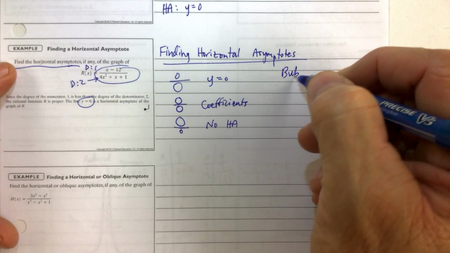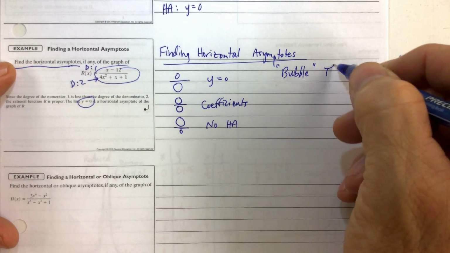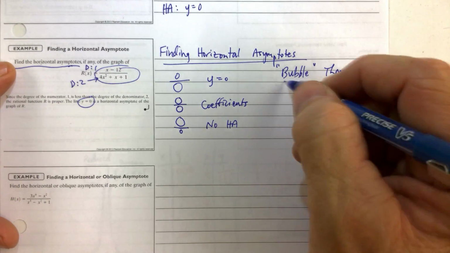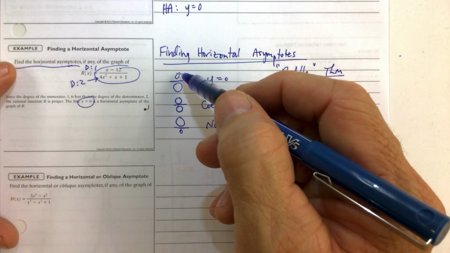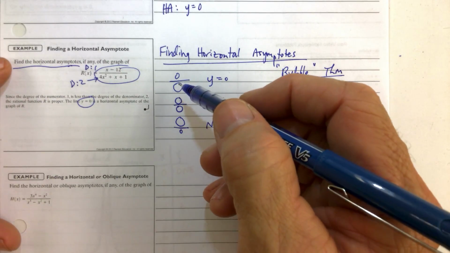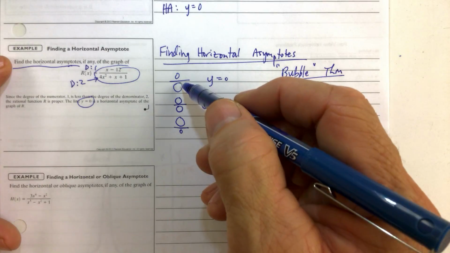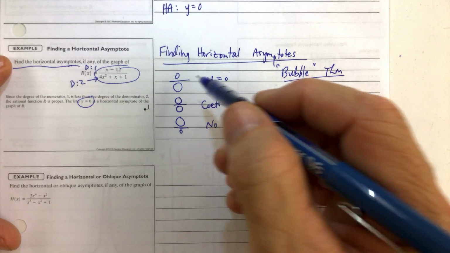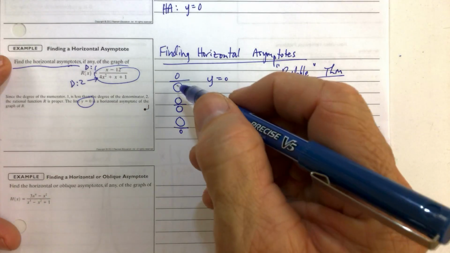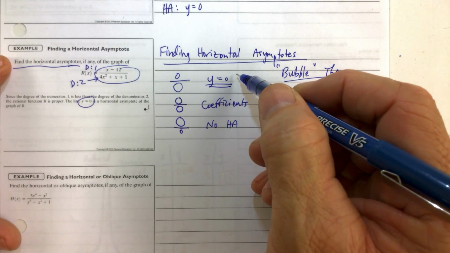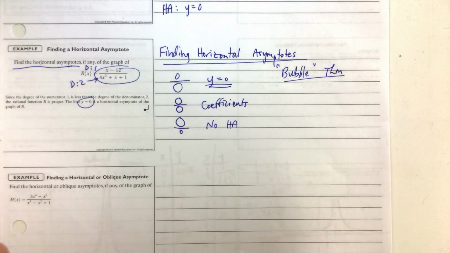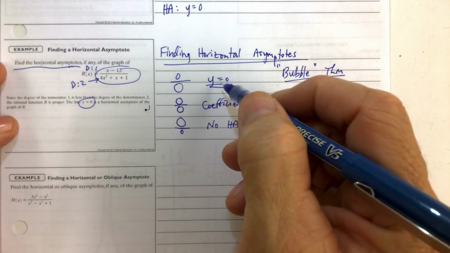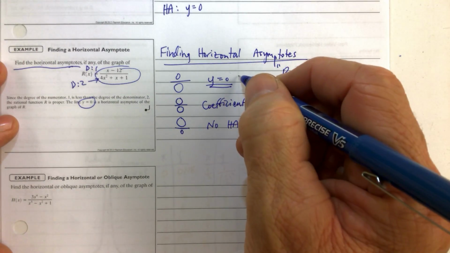Bubble theorem, let's write that down because I refer to that. There's a poster in my classroom with that. The bubble theorem says, if you consider this fraction as being controlled by the size of the bubbles, if the bubble is bigger on the bottom, that means this fraction is not going to float up and away anywhere. It's going to stay right there on the ground floor, meaning y equals 0. It's like when you blow bubbles with soap and the bubbles float around. If the bubble is bigger on the bottom, it's going to fall down to the ground, and the ground level is y equals 0. That's just the x-axis.